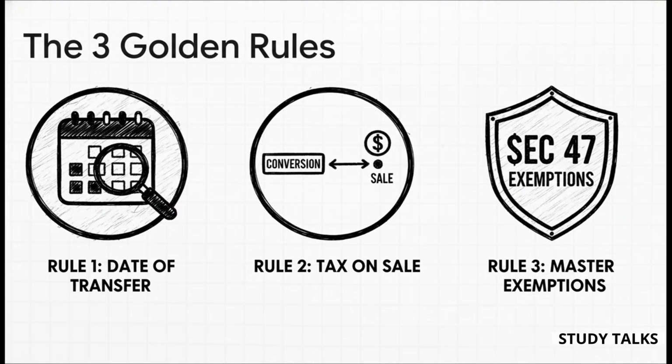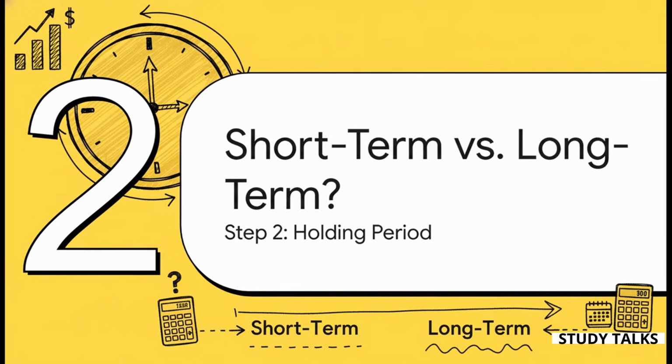To summarize everything, if you just remember these 3 golden rules, you'll be able to handle most of the tricky questions on this topic. It's all about the date of transfer, the timing for stock conversion, and knowing that Section 47 exemption list.